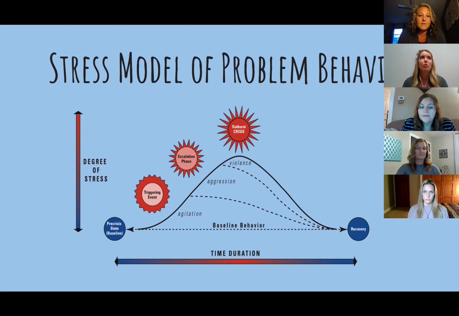So again, what we're talking about today can be applied anywhere on this stress model, but we really want to talk about that early intervention and making sure that we recognize when a child is triggered, when they're not at their baseline, and how can we remove those triggers so we don't see that escalation anymore.